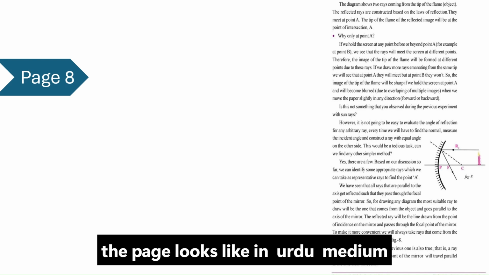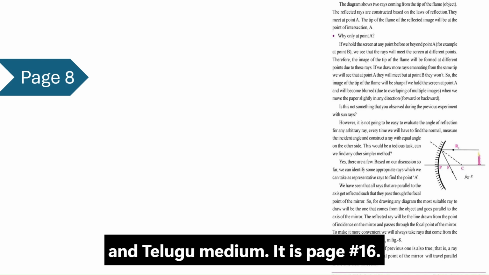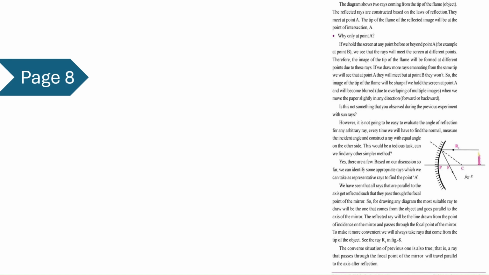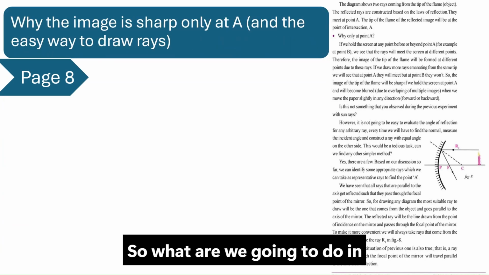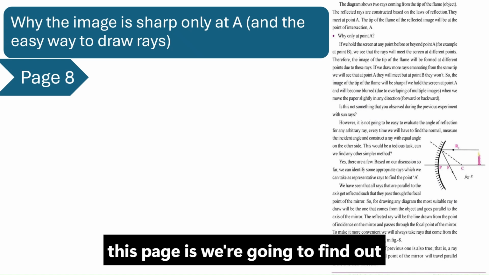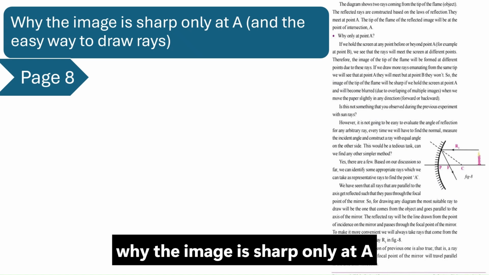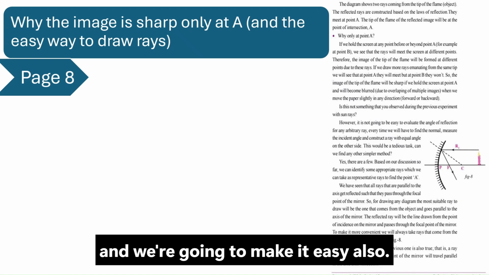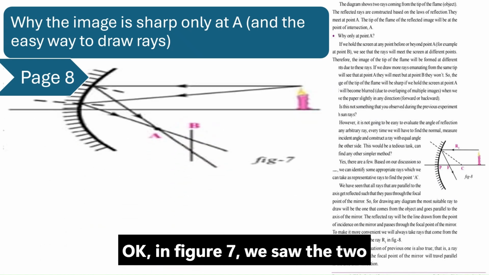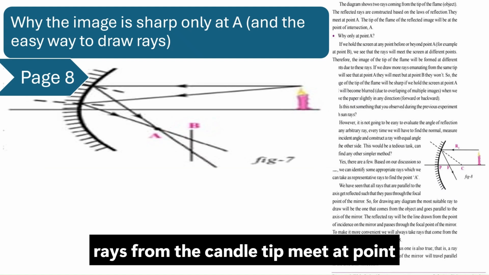Moving to page 8. This is how the page looks like. And in Urdu medium and Telugu medium, it is page number 16. So what we are going to do on this page is find out why the image is sharp only at A. And we're going to make it easy also. In figure 7, we saw that two rays from the candle tip meet at point A.